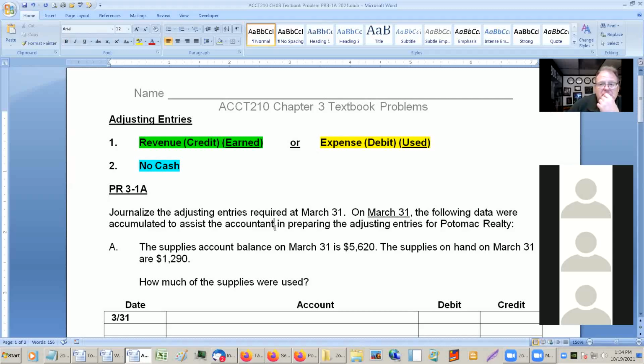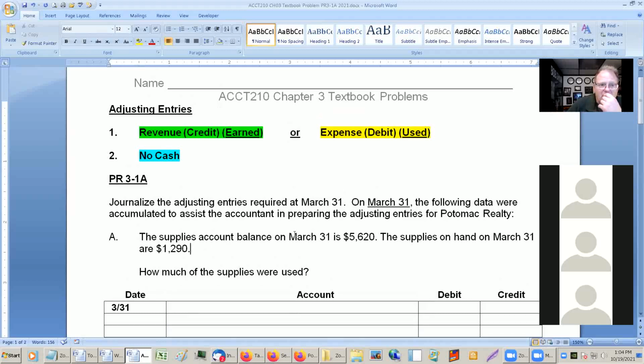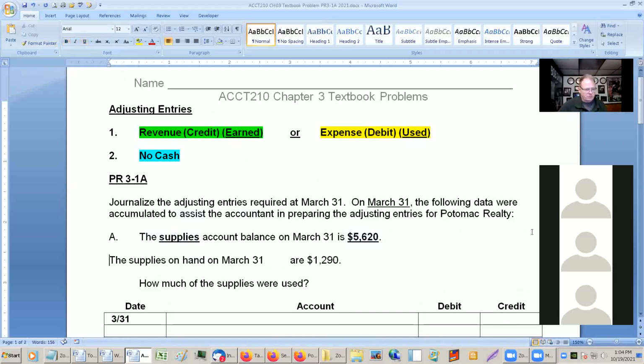All right, let's look at the first one. This is similar to what we just did. Okay, so we're going to make the journal entries on March 31st. So on March 31st, the supplies account has this much in it. I'm going to move this down to this next one just to make it easier to read.